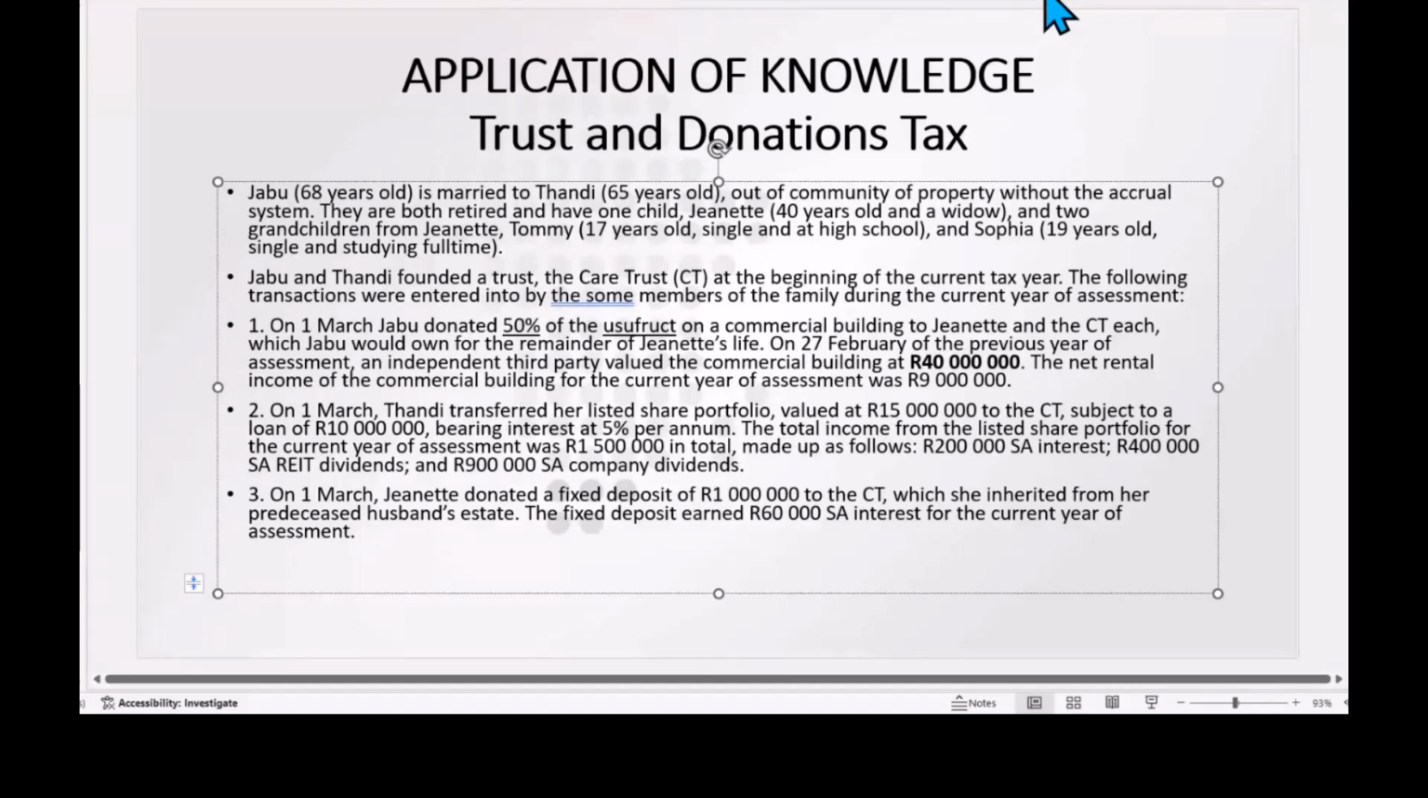I'm saying we are going to choose the shorter between the two. But I think with this one, because they say Jabu will own for the remainder of Jeanette's life, we are just going to use Jabu's life expectancy. Okay. Are you saying that that is the specified period? I'm saying we were going to choose the shorter of the two. Yes, 100%. Because in this case, they are saying Jabu will own for the remainder of Jeanette's life.